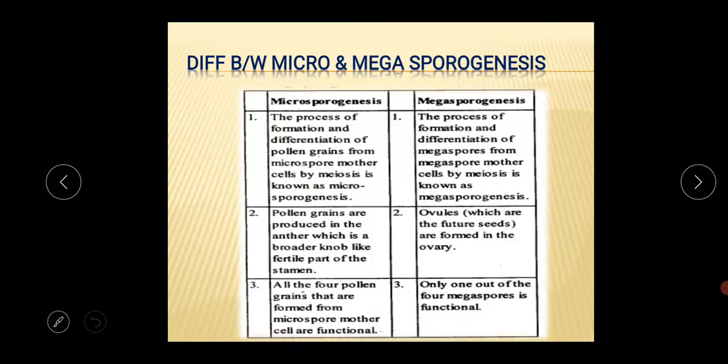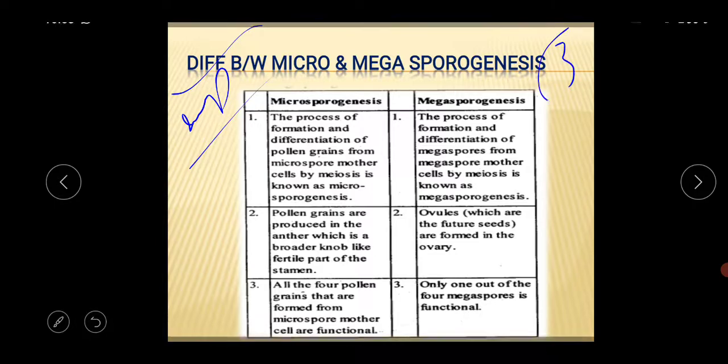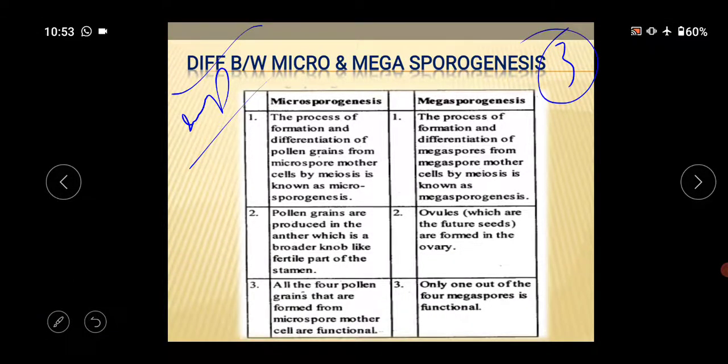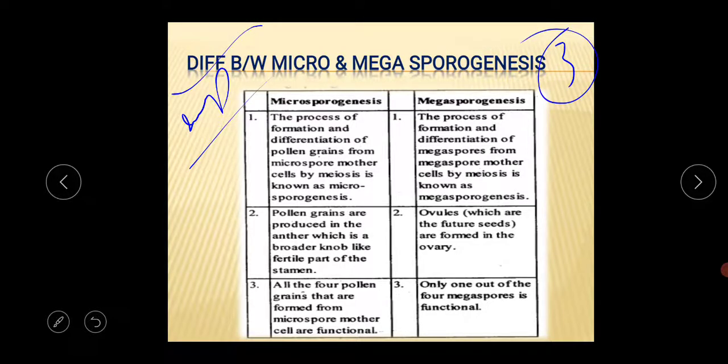This is the last topic for today's class: the difference between micro and megasporogenesis. This is very important for your exam, for your 3 marks question. This is a very important question, the difference between micro and megasporogenesis.